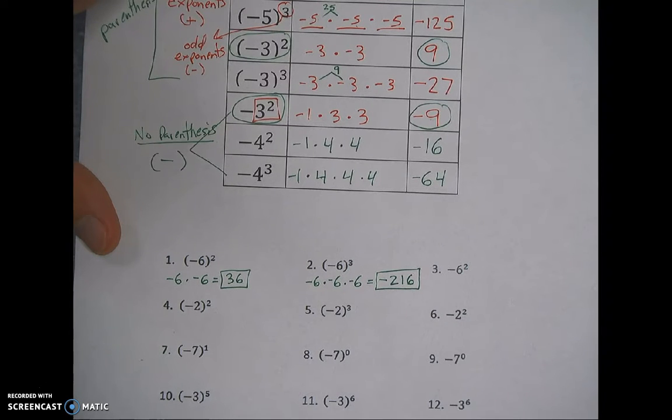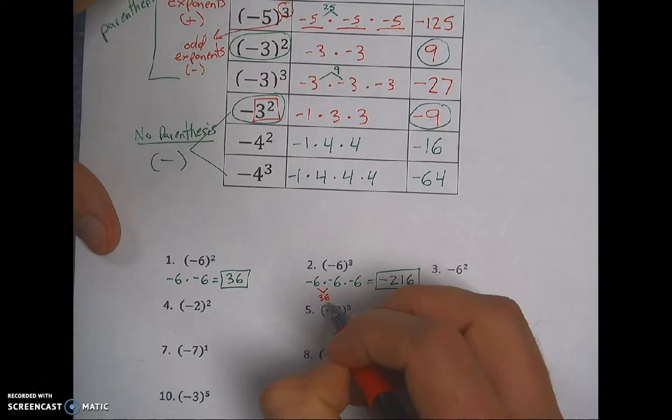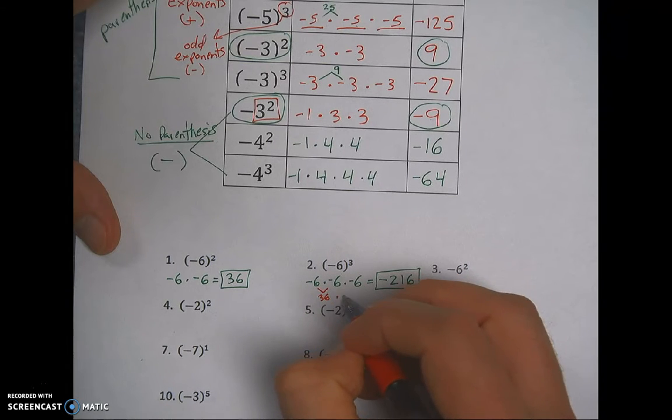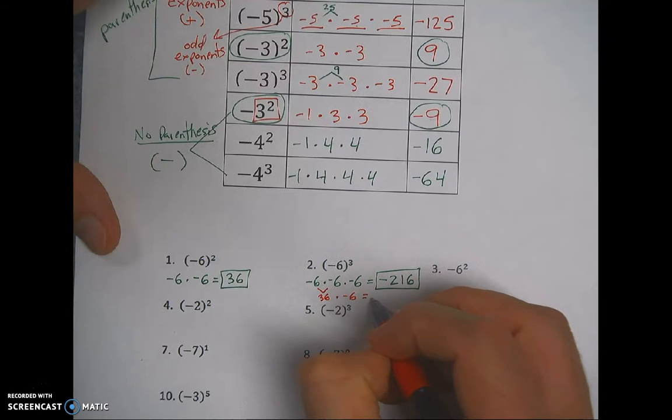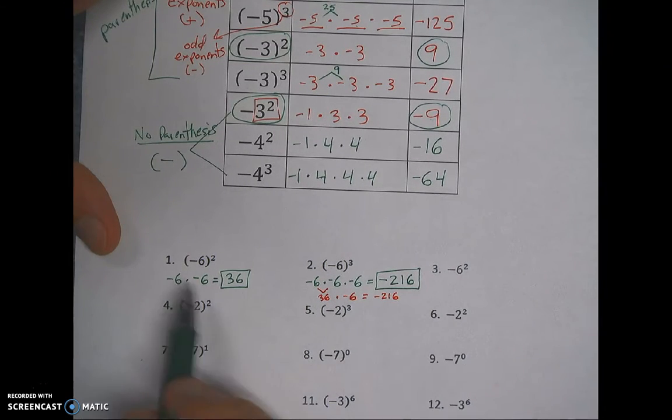Again, it was negative because these two together was a positive 36, and a positive 36 times a -6 equals -216. That's why it's negative. This is positive because 2 negatives made a positive.